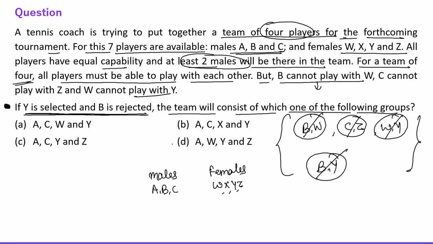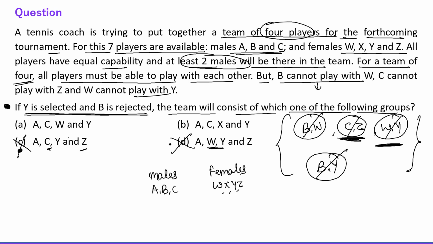Suppose I talk about option D, which says A, W, Y, Z. Here it is written W and Y can't be together, and W and Y are there in option D, so option D won't be the option for the team. Similarly, option C says CZ, and CZ can't be together, so this won't be the team.